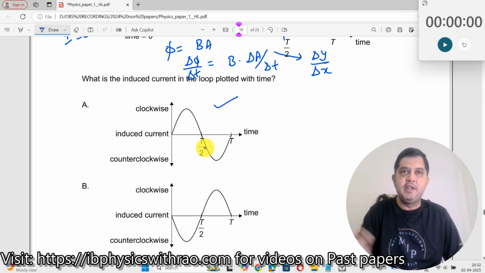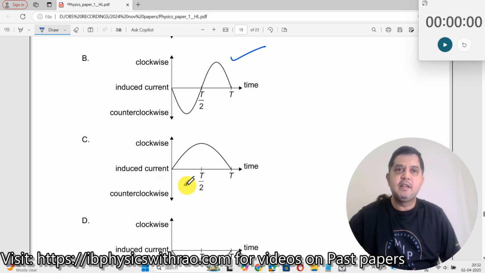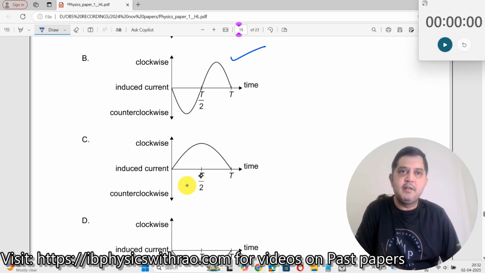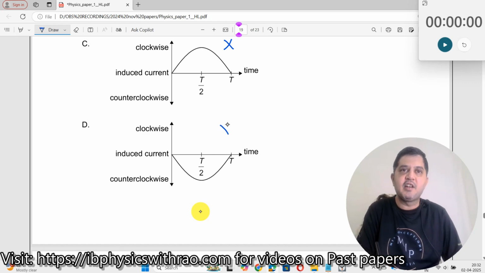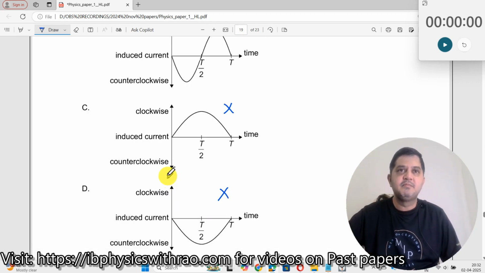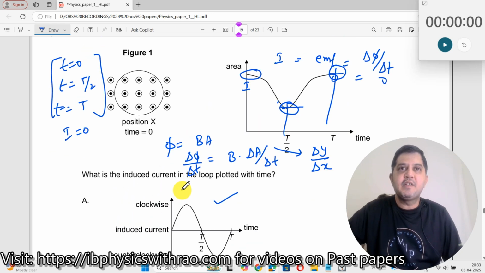This one is obeying it. This one is also obeying it. And this one is maximum at t equal to T by 2, so the current is not 0 here. This is not the correct option. This is also not the correct option. So C and D are eliminated. Now we have 50%: we have A and B. Which of them is right?